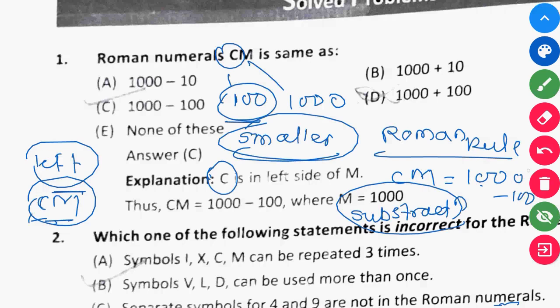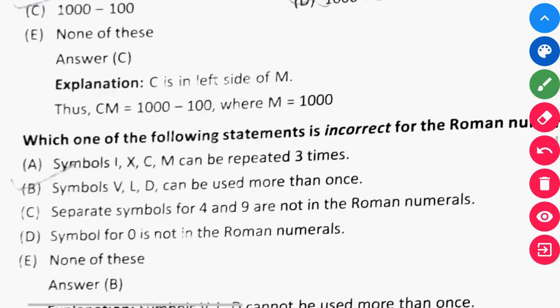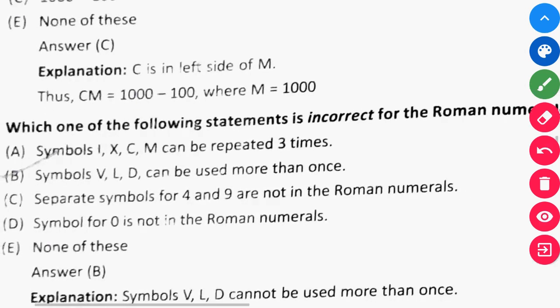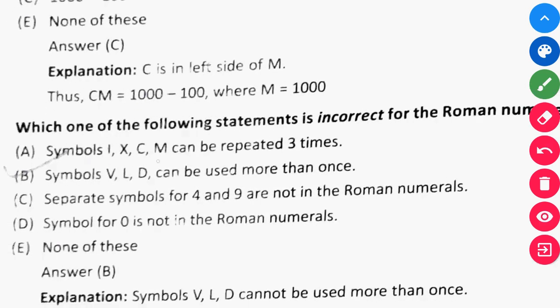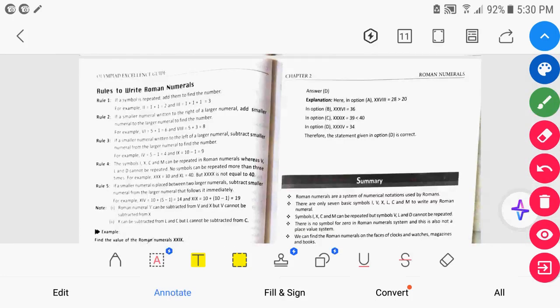subtraction. Okay. Now the next solved example is: which one of the following statements is incorrect for the Roman numerals? Symbols I, X, C, M can be repeated 3 times. Yes, we can repeat. V, L, D can be used more than once. Now see, this cannot be used more than once. All these rules are given here. You can go through the rules. See, rules are given here.